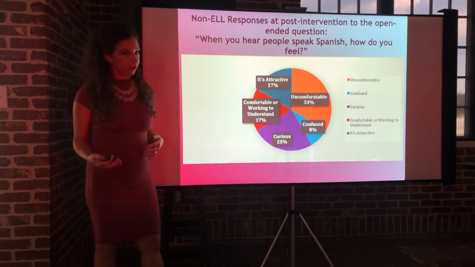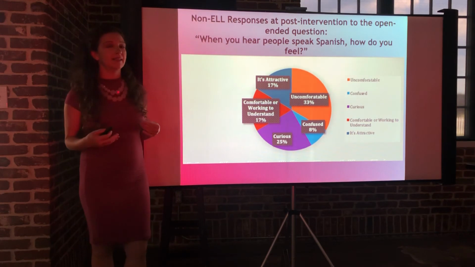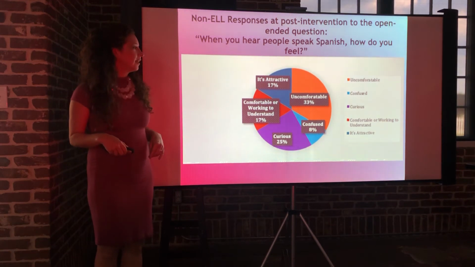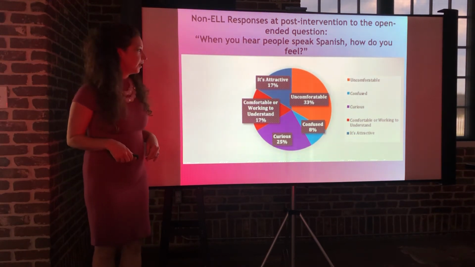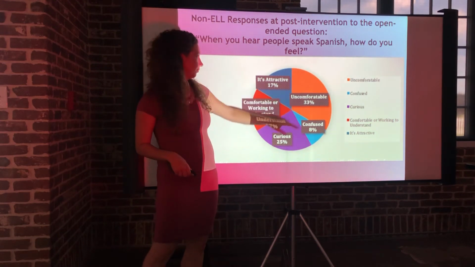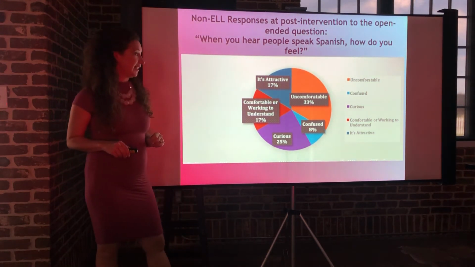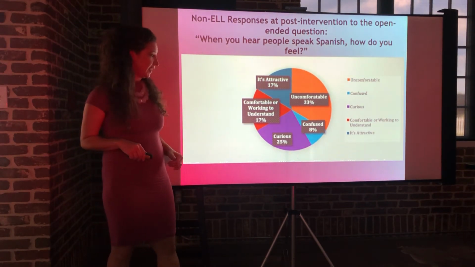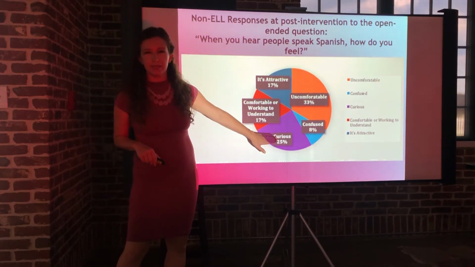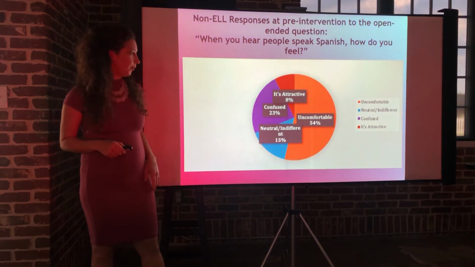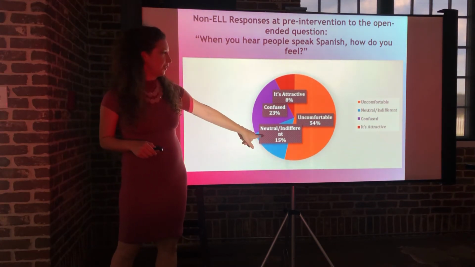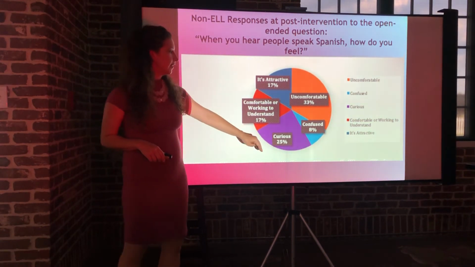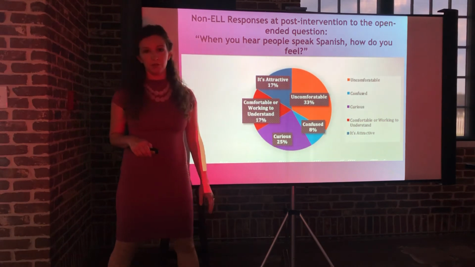Conversely, after the intervention, we see that students whose first language is English started to have some other emotions. We see that 33% are still uncomfortable, but now 17% find it attractive. 17% are now comfortable or working towards understanding, and 25% are curious. So just going back for a moment, looking at confused or indifferent and moving towards comfortable, working towards understanding, or curious, only 8% are now confused.